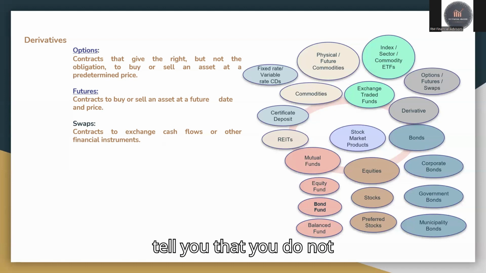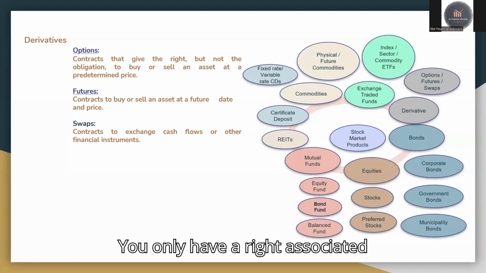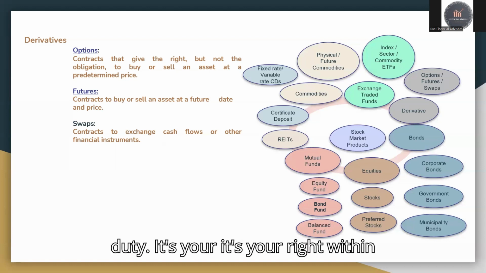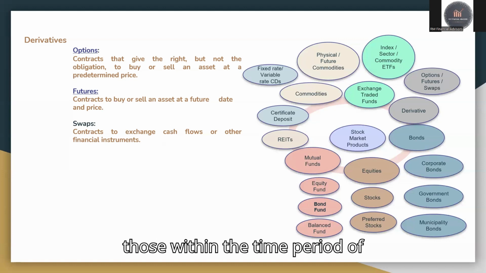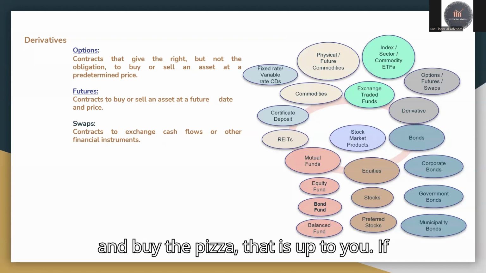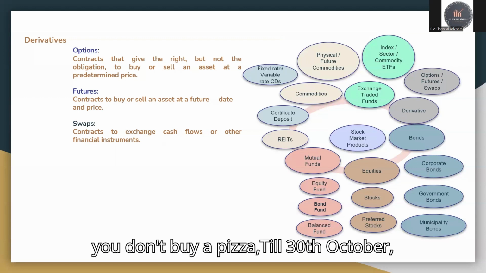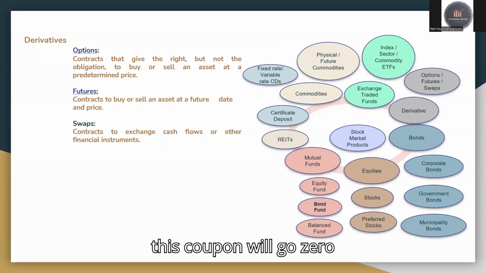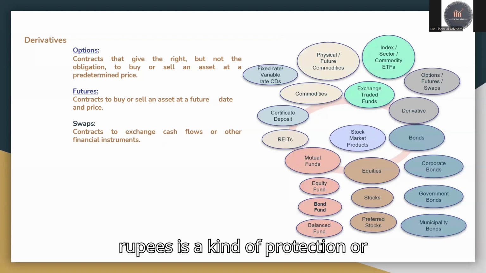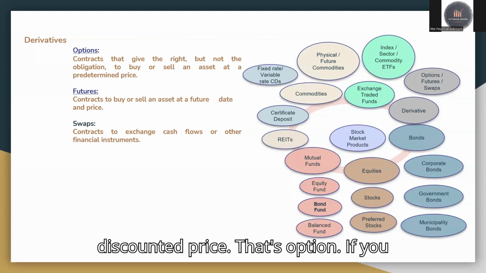that you do not have any liability. You only have a right associated. Because you bought that coupon, it's your right within the time period of 30th of October. If you would like to go and buy the pizza, that is up to you. If you don't buy pizza till 30th October, this coupon will go to zero and you will not get anything. So this 10 rupees is a kind of protection or insurance to give you a discounted price.